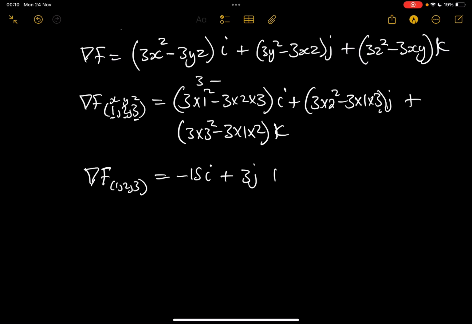This is going to be 3j plus, and then evaluating this is 9 times 3. So 9 times 3 squared. So 3 squared minus 3 times 2. So this is basically 21.